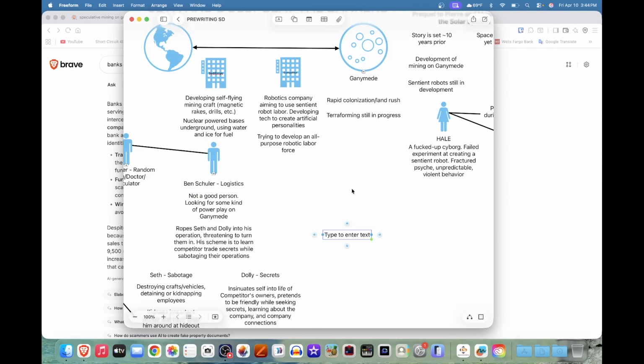I'm deciding that there's a little group of bankers who are allowing this stuff to happen. So we'll just say Earth National Bank or Earth Planetary Bank. Let's call it First Earth Interplanetary Bank.